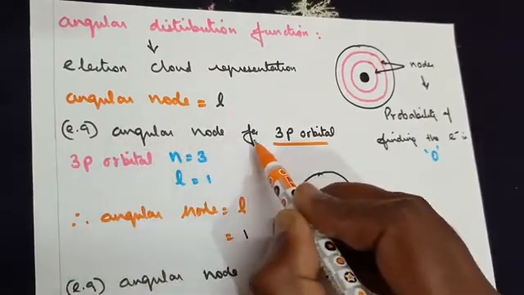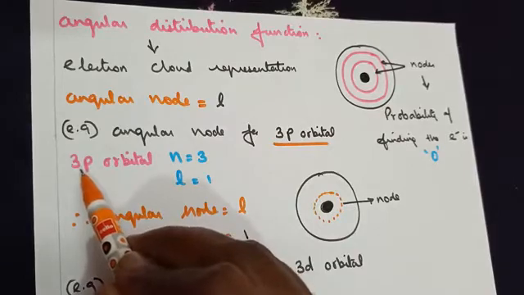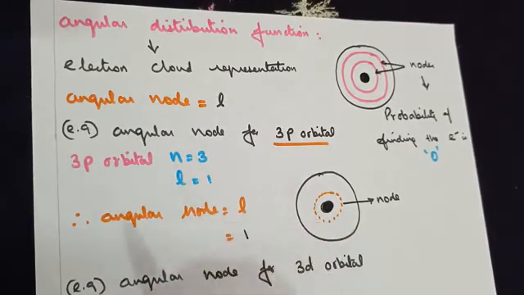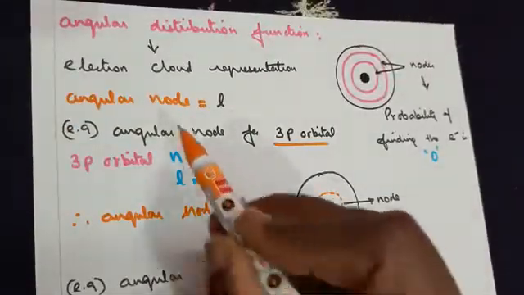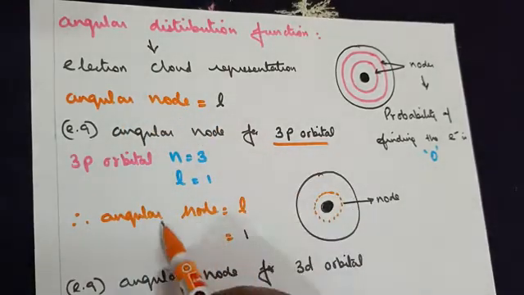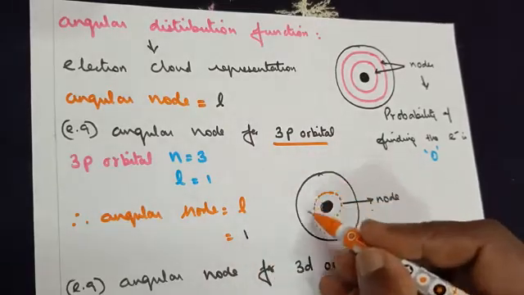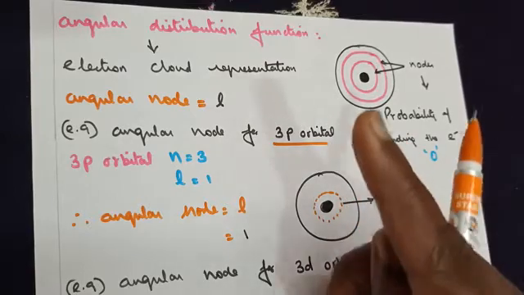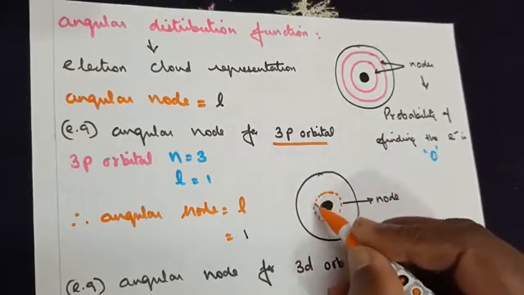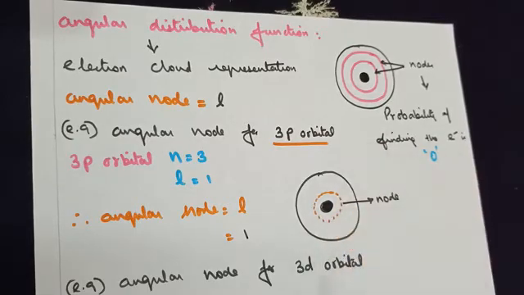Example: angular node of a 3p orbital. I told you already, when you say 3, the energy level, the principal quantum number, is 3. P means, what did I ask you all to remember? P stands for L equals 1. So substitute. What's the formula? Angular node is equal to L, and L is equal to 1. So you draw the sphere of an atom, the nucleus surrounded by only one node, meaning only one dotted circle you draw. It stands for electron cannot be found here. That's the meaning of it.